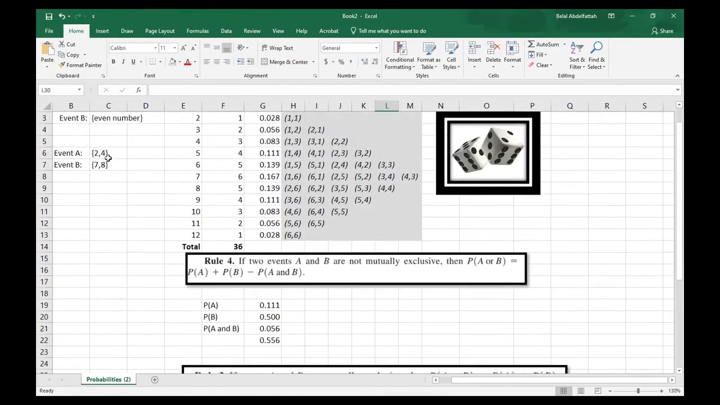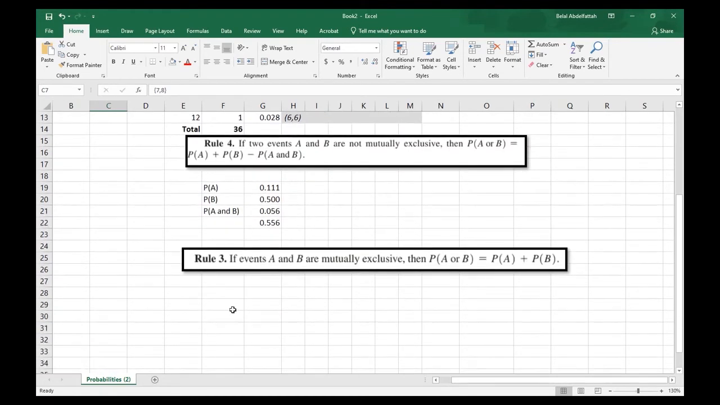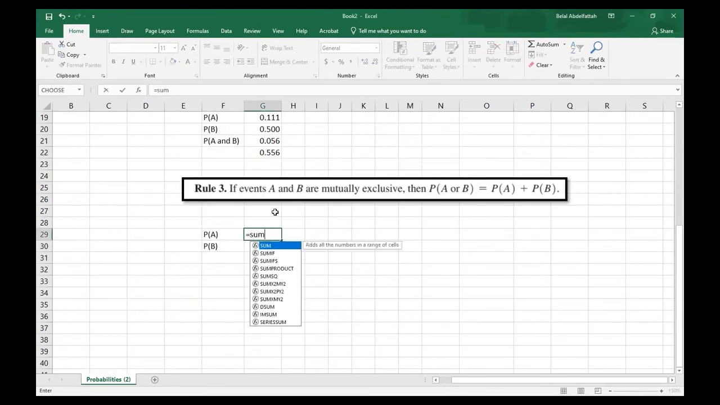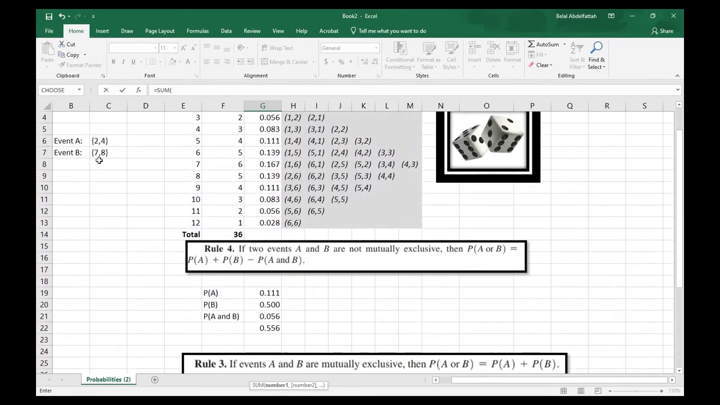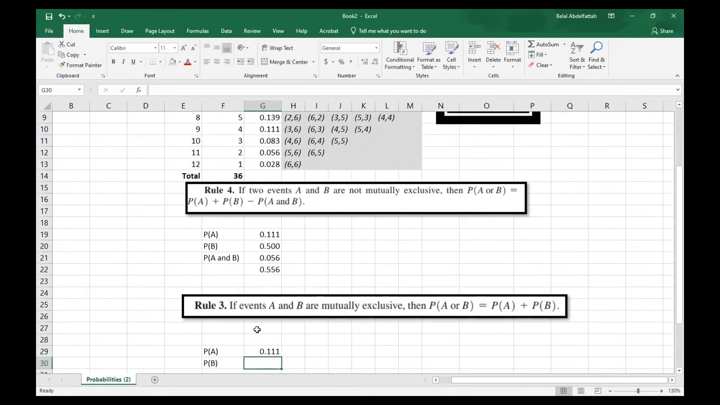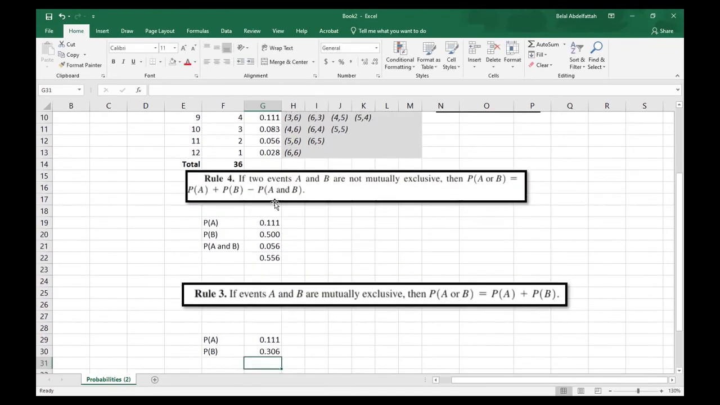So all I would need to do is look for the probabilities for 2, 4, sum them together, and that would be the probability for event A. And I do the same thing for event B, then I get the sum of them all together, and that would give me my probability. So let's go ahead and do that. So I'll do a sum here and focus on event A, which I have here is 2 and 4. So I'll select that and add it to that probability. Then I'll do it again to focus on event B. So this would be 7 and 8, sum them up together.